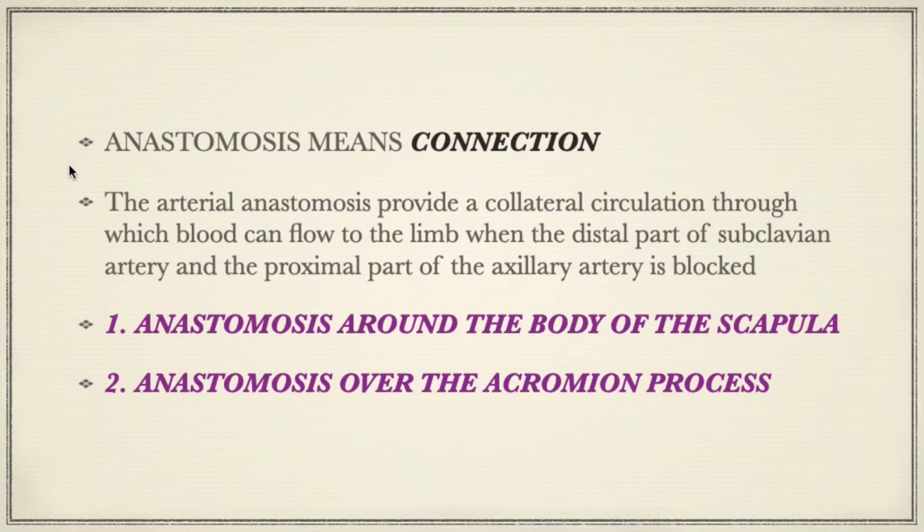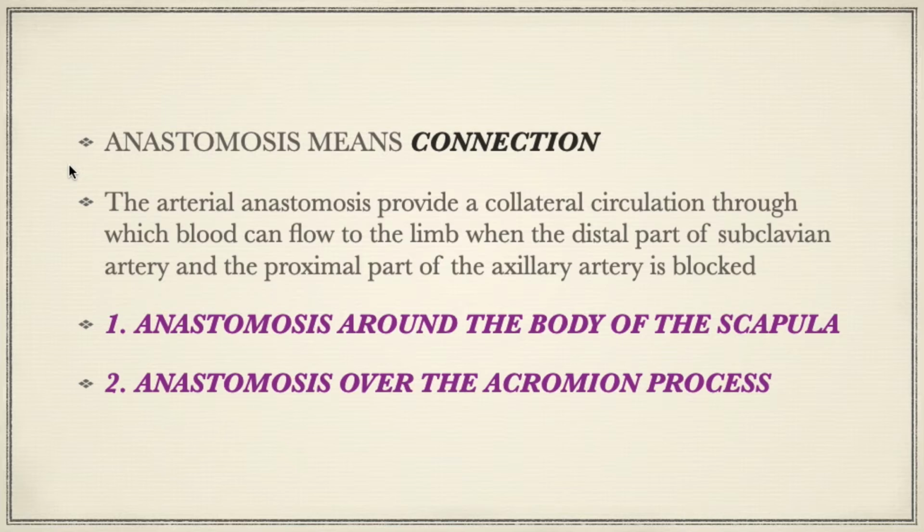So what do you mean by anastomosis? Anastomosis means connection. Okay. So what is the help of that connection? The arterial anastomosis provides a collateral circulation through which the blood can flow to the limb when the distal part of the subclavian artery and the proximal part of the axillary artery is blocked.